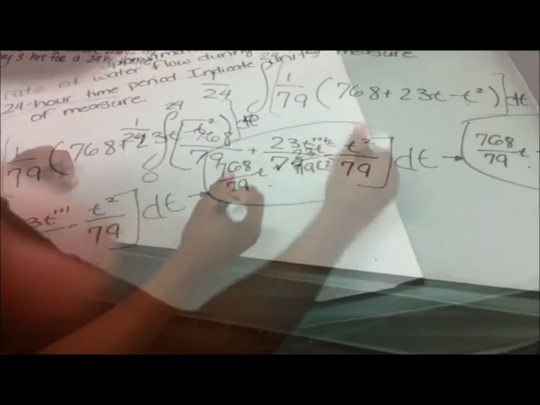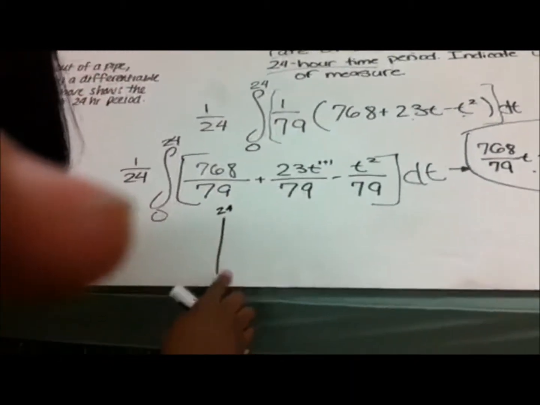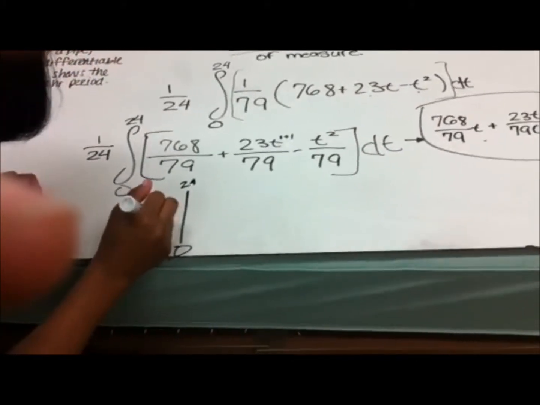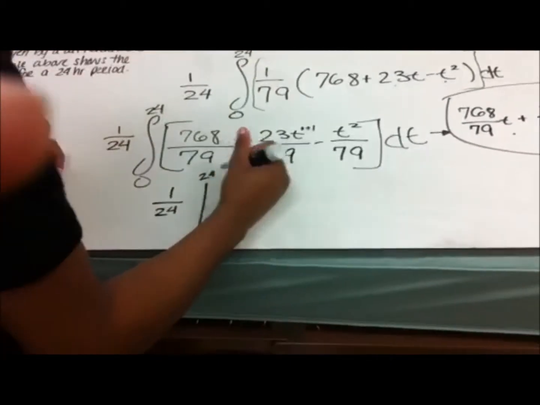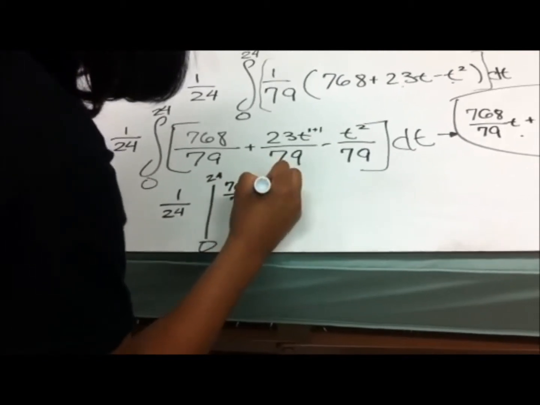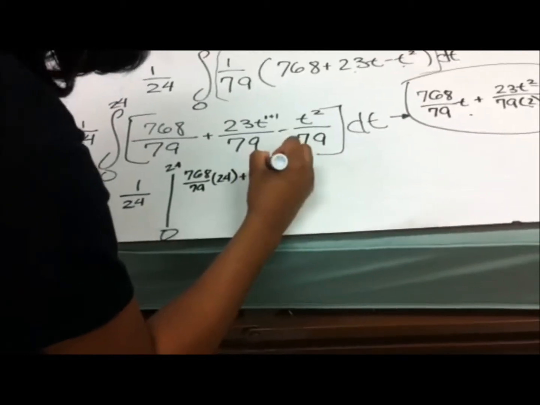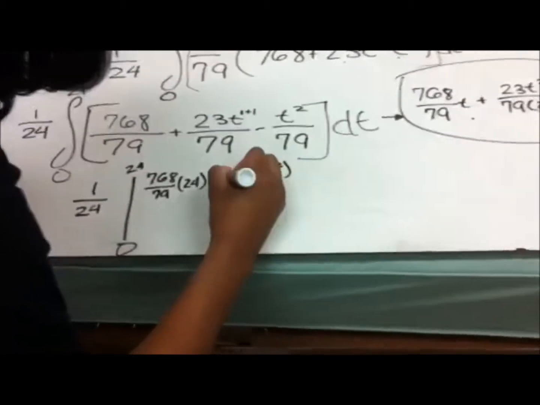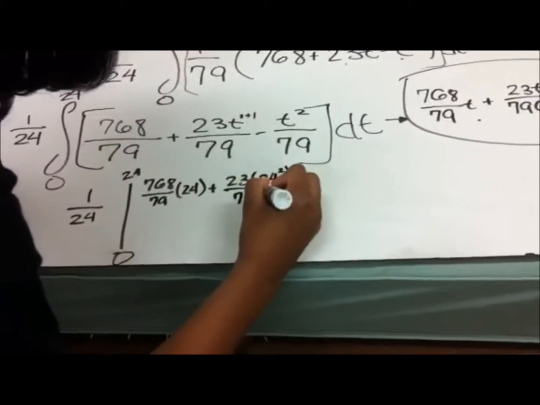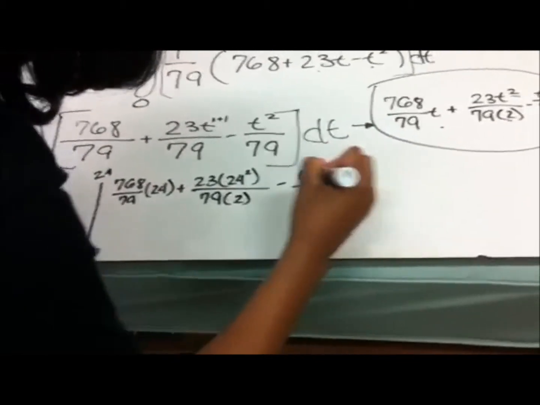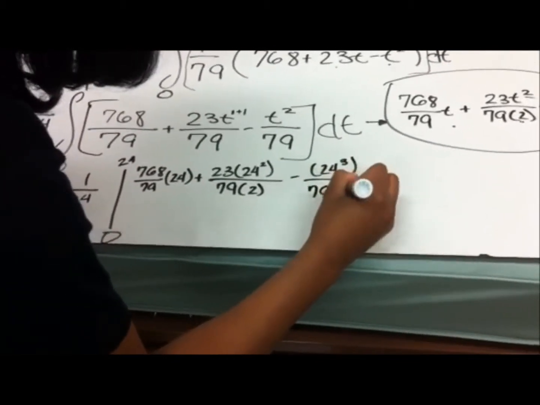Now, once you have your integration done, then you can start to sub the limits into the integration. And don't forget, you still need the 1 over 24. So first, sub in 24 as t. So you have 768 over 79 times 24 plus 23 times 24 squared over 79 times 2 minus 24 cubed over 79 times 3.